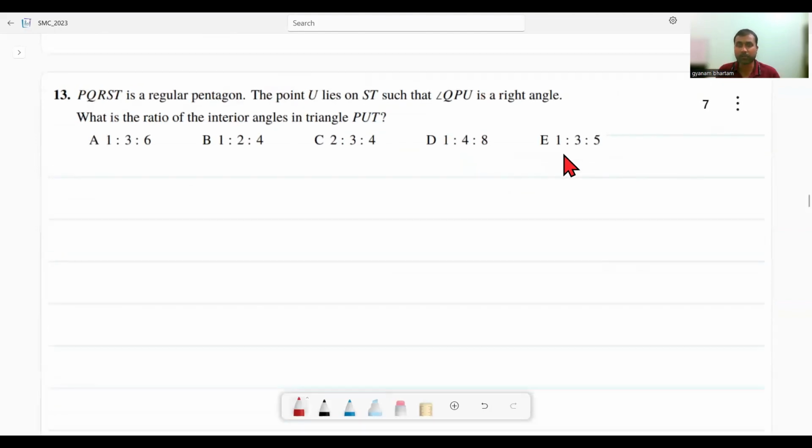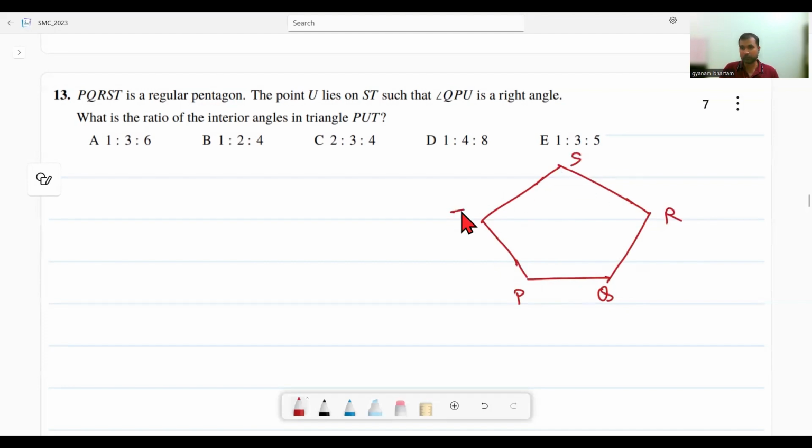PQRST is a regular pentagon. The point U lies on ST such that angle QPU is a right angle. What is the ratio of the interior angles of triangle PUT?